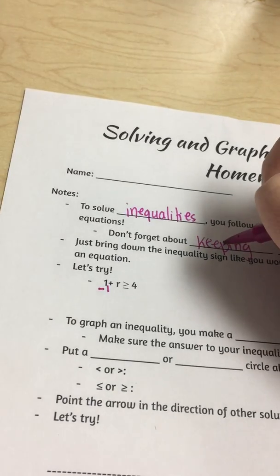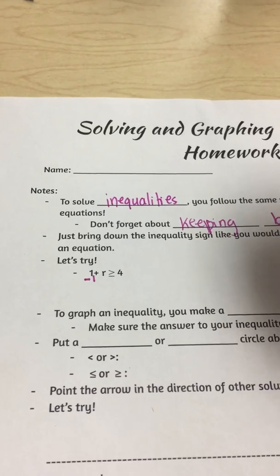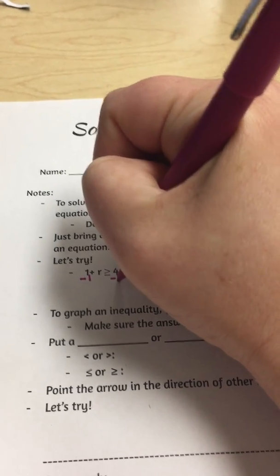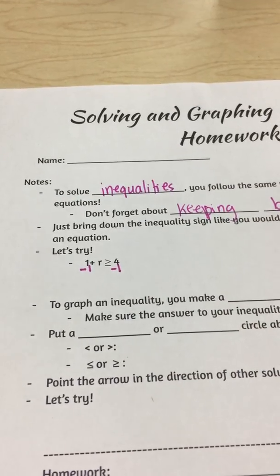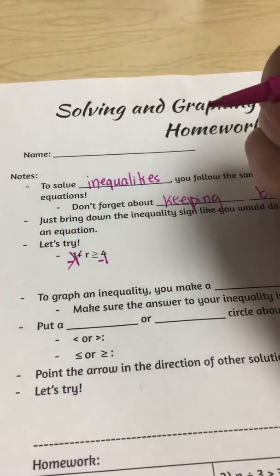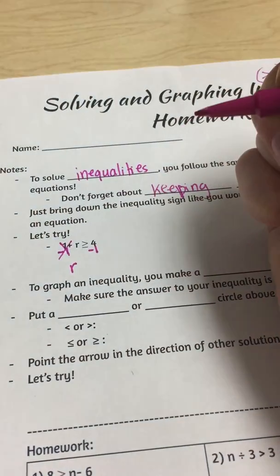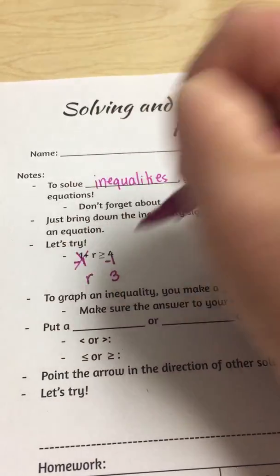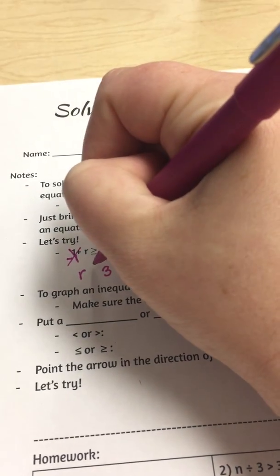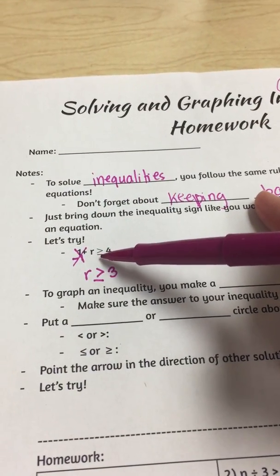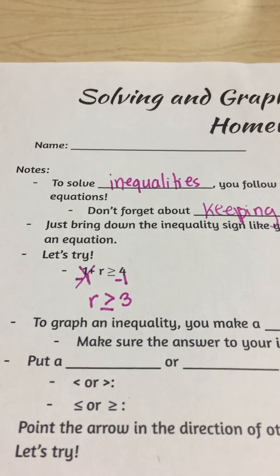Now, I know it's very important to keep balance in my equation. Whatever I do to one side, I have to do to the other. So on this side, I'm going to subtract 1. So 1 minus 1 means I get 0, which cancels this out, which means on this side, I just have r. 4 minus 1 is 3. And then I just remember to bring down my sign. Make sure you remember to put that line underneath if it has one, because that makes it mean something different, like we talked about this afternoon.